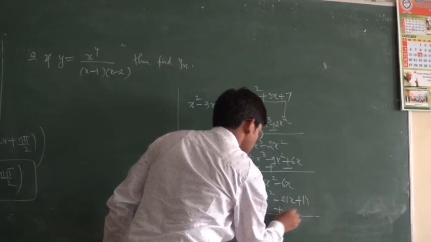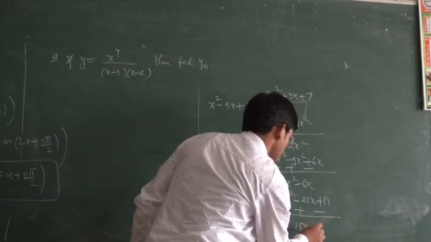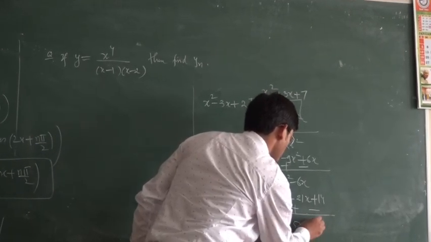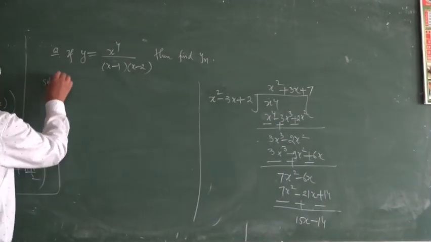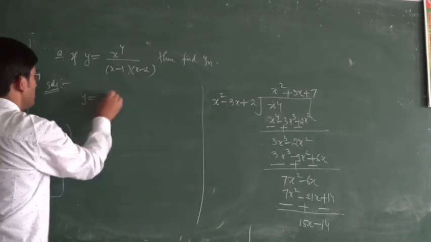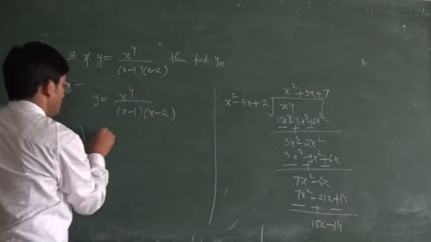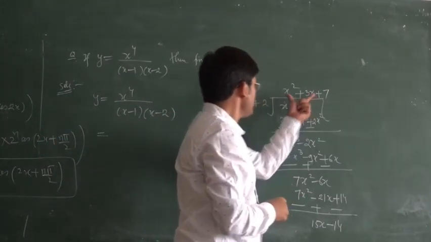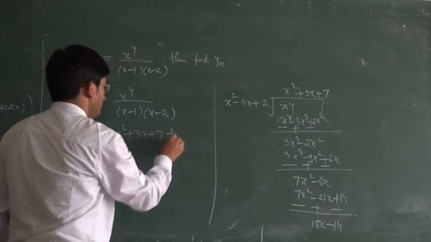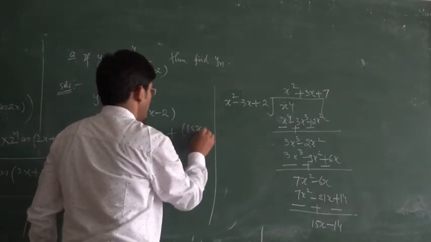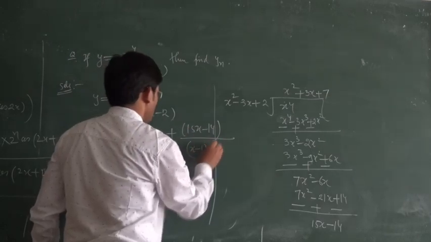So on subtracting, we have 15x minus 14. Therefore this term can be written as x square plus 3x plus 7 plus 15x minus 14 divided by x minus 1 into x minus 2.